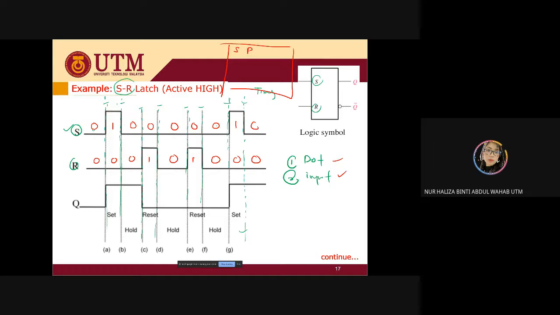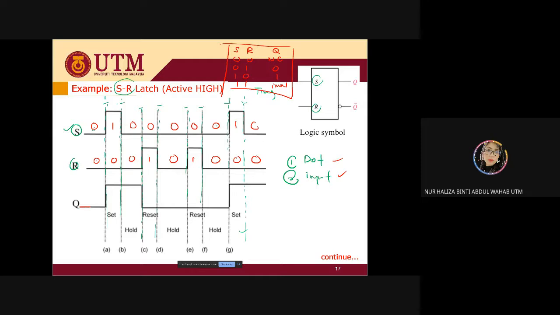For S and R, Q: 0, 0, no change. 0, 1, it will be reset. Reset is 0, okay? 1, 0, it will be set, which is 1, and 1, 1, it will be invalid. So let's take a look at what our output is. 0, 0. Starting is initial as low.